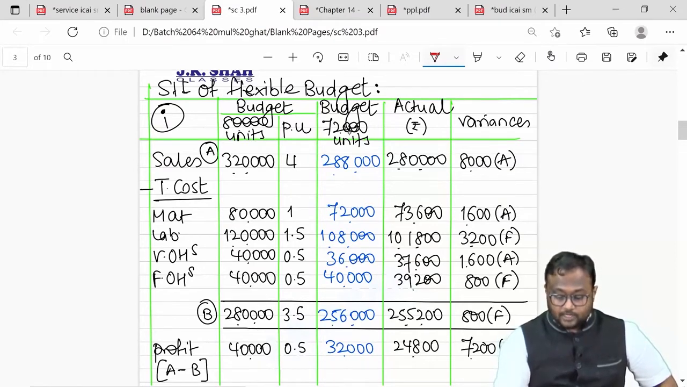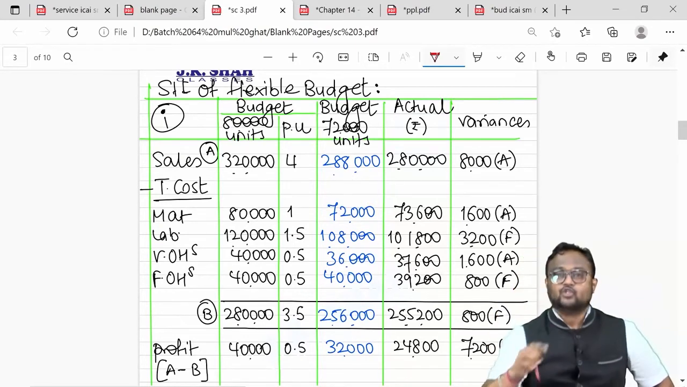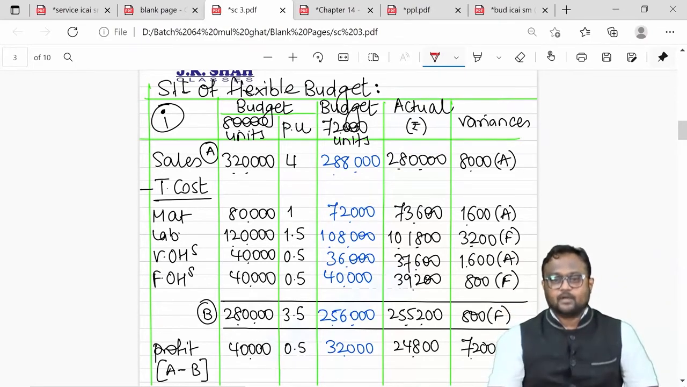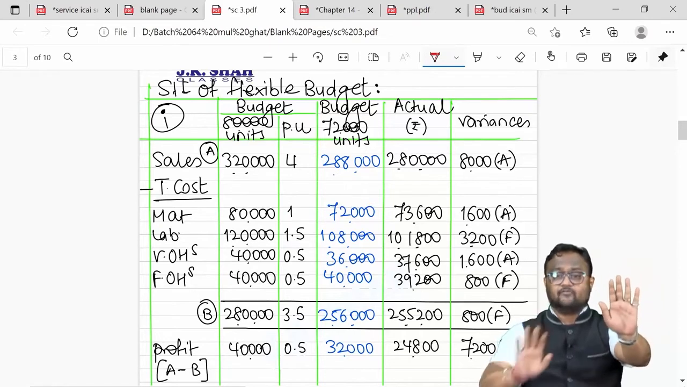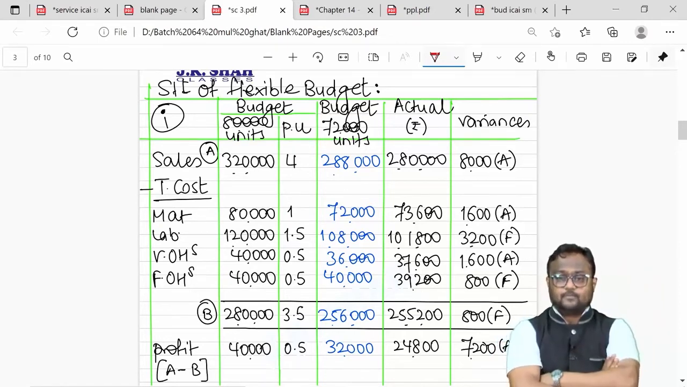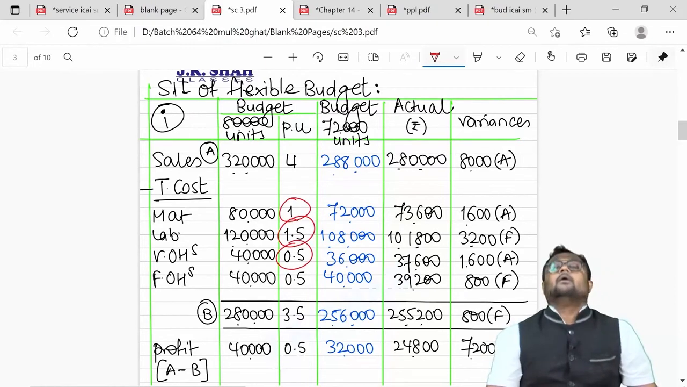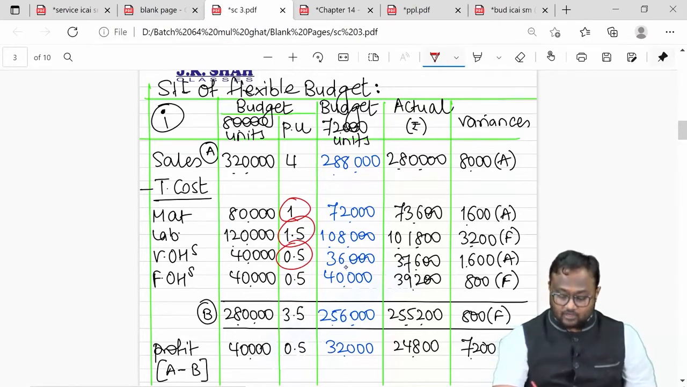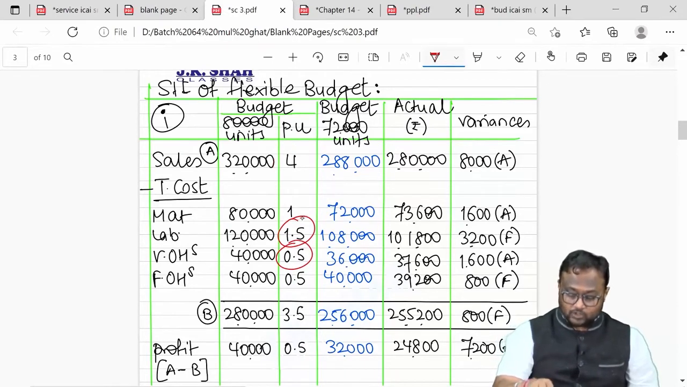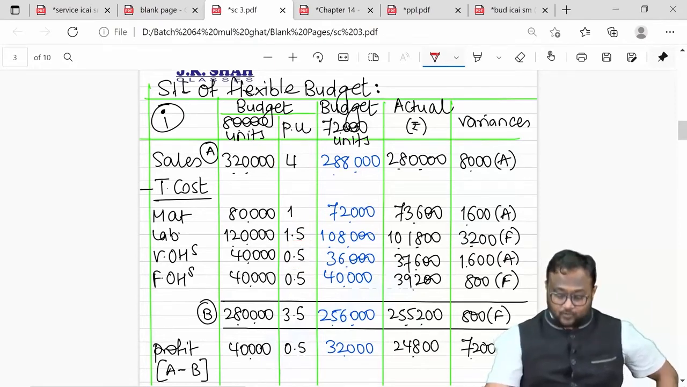4 rupees per unit into 72,000 gives you the budgeted sales value of 72,000 because we have sold 72,000. So the comparison has to be at par. If you want variance to be calculated at 72,000 level, if your actual data is of 72,000 units, your budgeted data must also be for 72,000 units. So it was converted from 80,000 level and taken to the level of 72,000. Variable cost per unit like material, labor, variable overheads were simply applied on 72,000 to give you the cost structure. Selling price was also charged to give you the sales value.